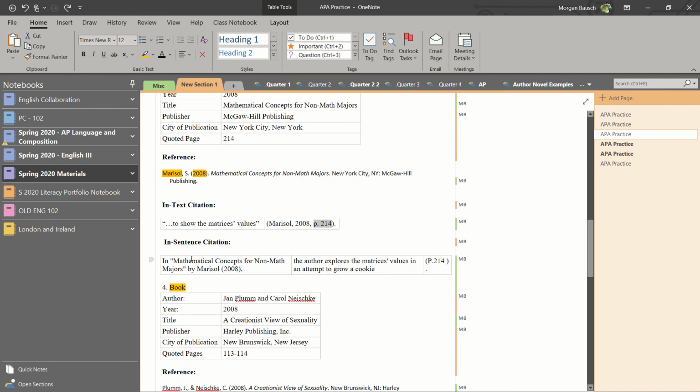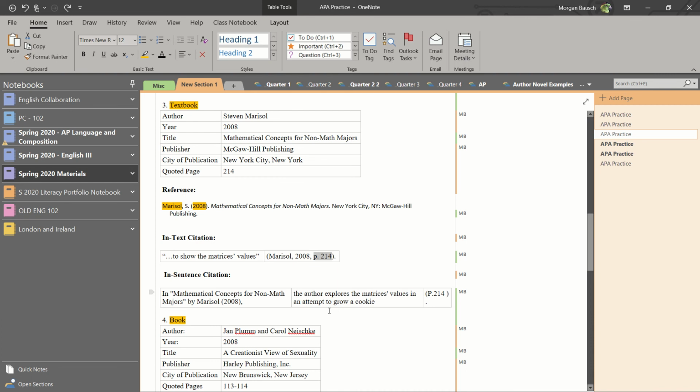Down here we have in Mathematical Concepts for Non-Math Majors by Marisol, 2008. Good. So you have the minimum met right there. You have 2008 met. Very good. However, this is not going to be in quotation marks. Well, why do we know that? Look at the reference. This is in italics for a reason. It is the name of a textbook. Therefore, it must be in italics as well. So we can go ahead and remove that. Italicize, and there we go.